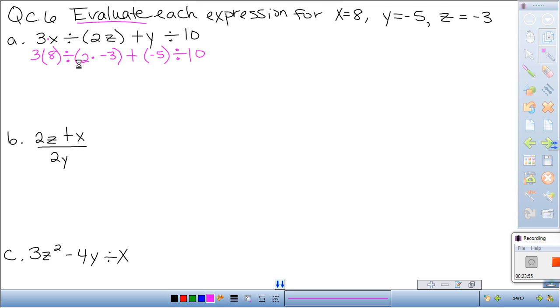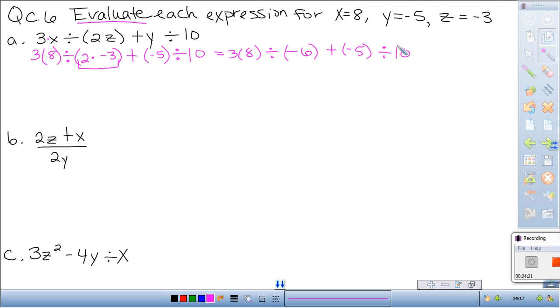We do have a set of parentheses here. It's grouping 2 times negative 3 together, so that's the first thing I'm going to do, and copy everything else. So 3 times 8 divided by 2 times negative 3. They have different signs. A negative times a positive gives us a negative, and 2 times 3 is 6. So negative 6 plus negative 5 divided by 10.